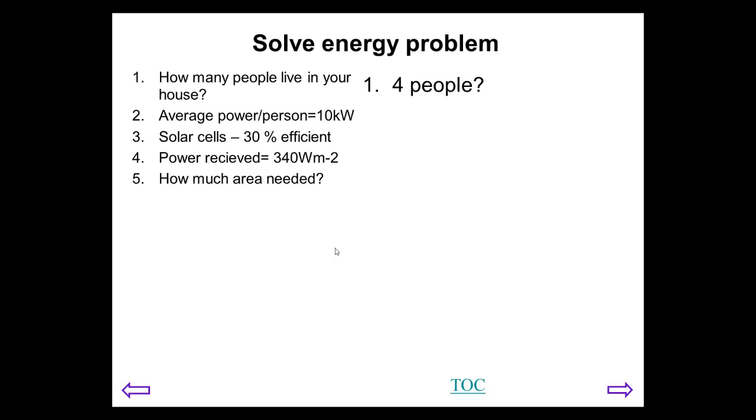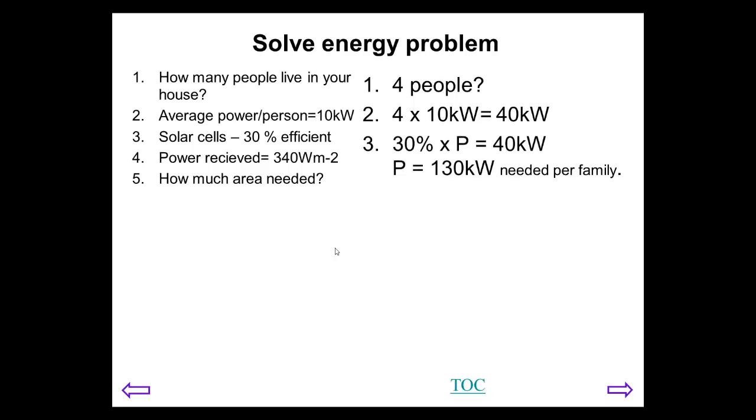Well, let's say we have 4 people, so we need to do 4 times 10 kilowatts, which is 40 kilowatts, 40 joules per second. But the power that we get from that is only 30% efficient, so we need to divide by 30% to realize that we need not 40 kilowatts per family, but 130 kilowatts per family, because a solar cell is only 30% efficient. So we need to produce 130 kilowatts. We know that the power received per meter squared is only 340 watts. So how many of those do we need to make 130 kilowatts? How much area is needed?